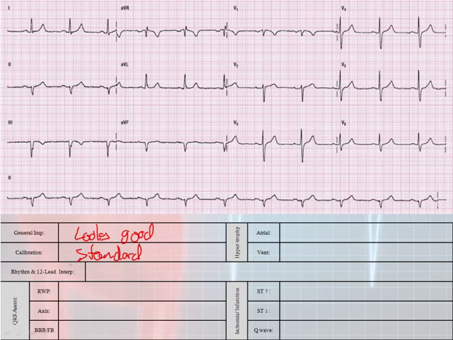Let's talk about our rhythm interpretation. We have a rhythm strip down at the bottom here. It's lead 2, and it looks like I have a P wave for every QRS complex. It looks regular. My QRSs don't look wide, so I'm going to say that this is a sinus rhythm. Let's see what the rate is. Let's start here. 300, 150, 100, 75, 60. So let's just say 70-ish for fun. So we're going to say it's a sinus rhythm at 70 beats per minute.